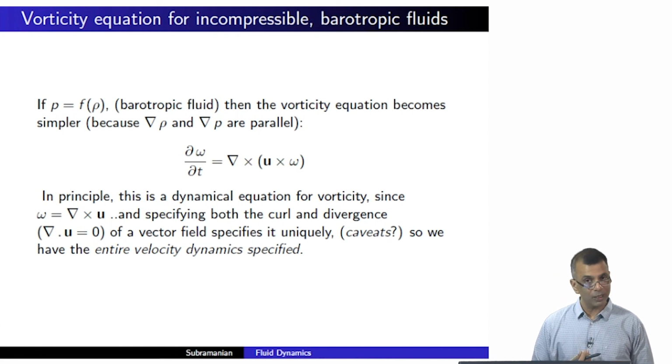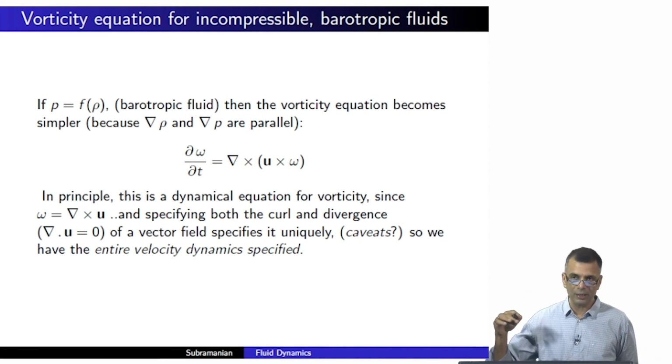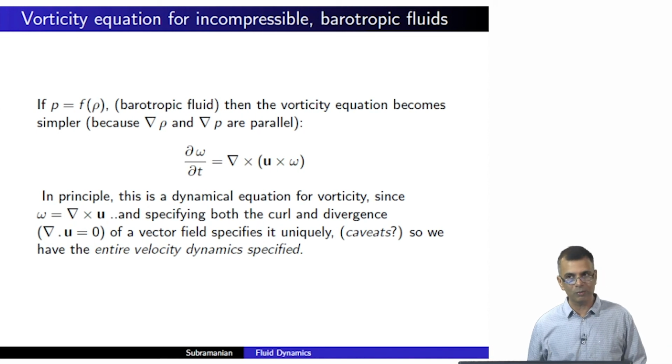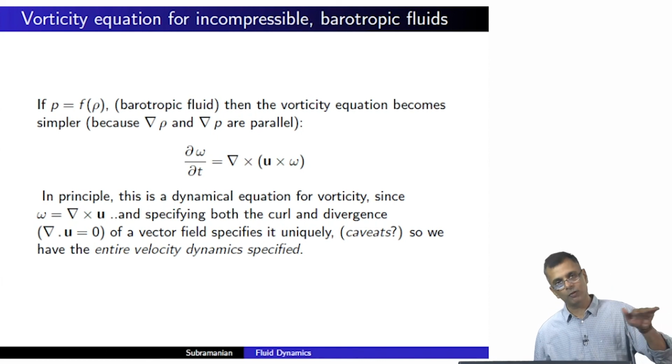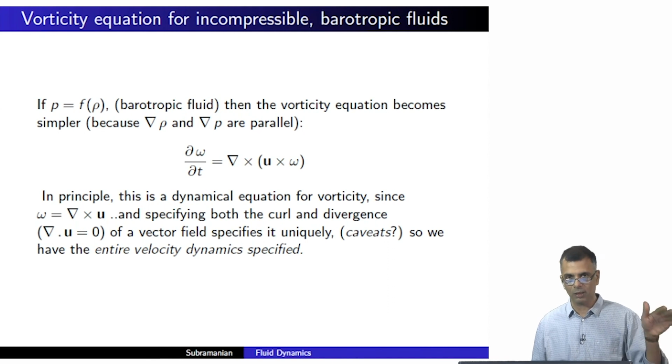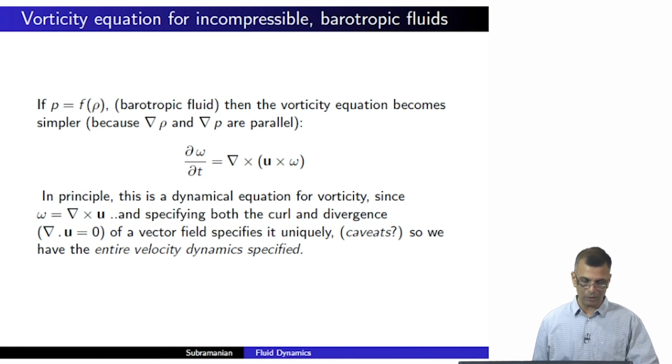There are some caveats. The field has to be well behaved. In other words, at infinity you assume that the field dies away smoothly. You have to make that assumption, or you have to make sure that if you are imposing a boundary, the boundary conditions are well behaved. This is simply by way of amplifying on the statement about specifying both the curl and divergence. The curl is the vorticity, and we are talking about an incompressible fluid. In other words, divergence of u equals 0 is always satisfied.